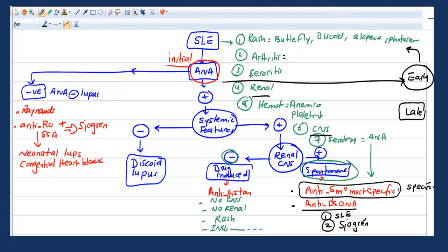Now the questions for arthritis: the patient will come with joint pain, and this joint pain is in the metacarpophalangeal joint and the proximal interphalangeal joint. Now guys, I think it's time for some questions. Let me ask one by one. Metacarpophalangeal joint and proximal interphalangeal joint, in case of SLE, can you tell me what is the X-ray finding of the metacarpophalangeal joint and proximal interphalangeal joint in case of SLE?